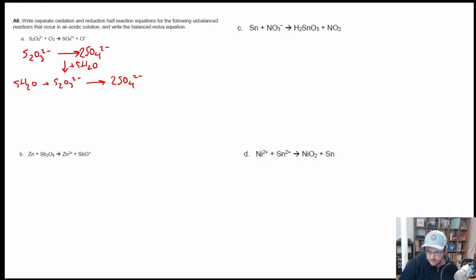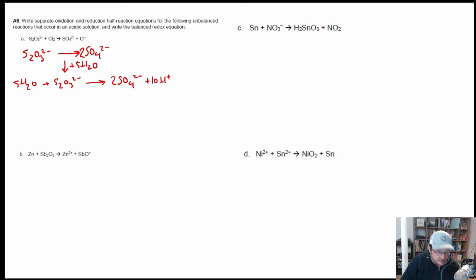And so, right, we have 10 hydrogens on the left. So that means we have to add 10 H plus on the right to balance it out. Right, so now we have the hydrogens balanced, the oxygens balanced, and the sulfur atoms balanced in this case. So now we have to make sure that we're balancing out the charges.